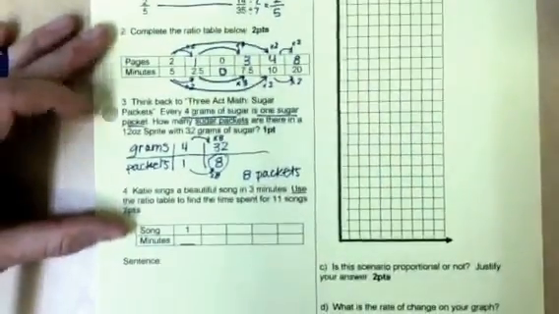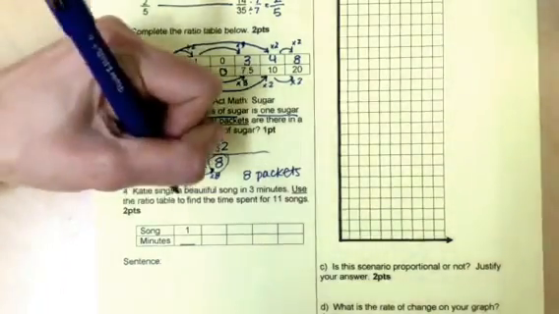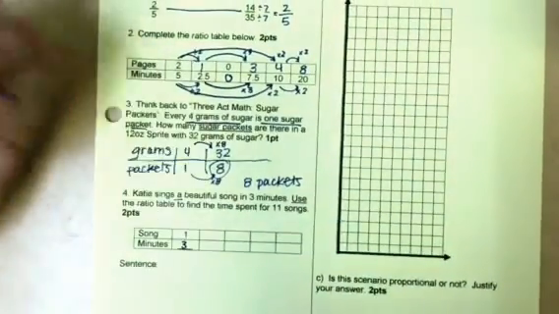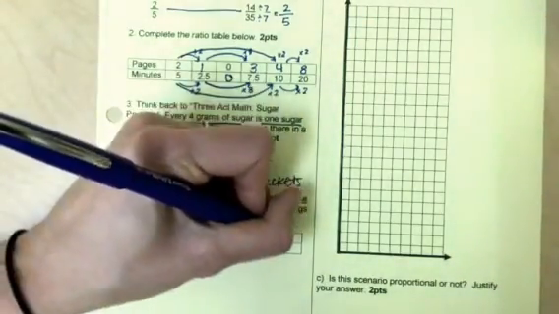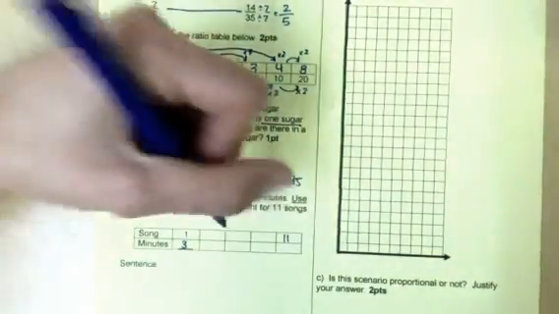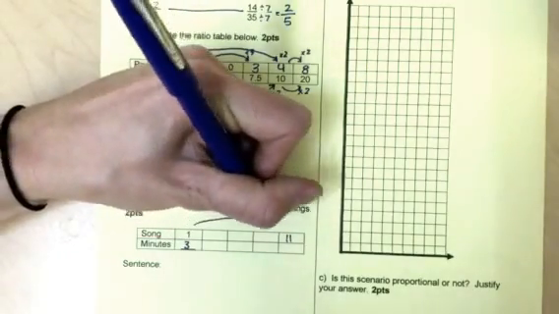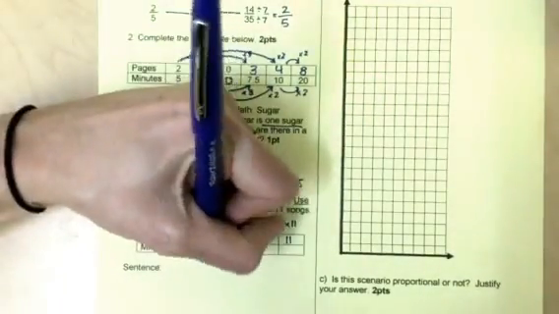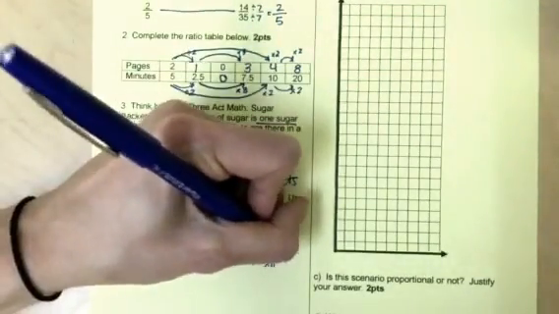All right. Katie sings a beautiful song in 3 minutes. Use the ratio table to find the time spent for 11 songs. So she sings a beautiful song, so we know that's one song in 3 minutes. And we're trying to figure out the time then spent for 11 songs. So I need to get to 11. You could fill in other missing values, or you can just do our skip. 1 times 11 equals 11.